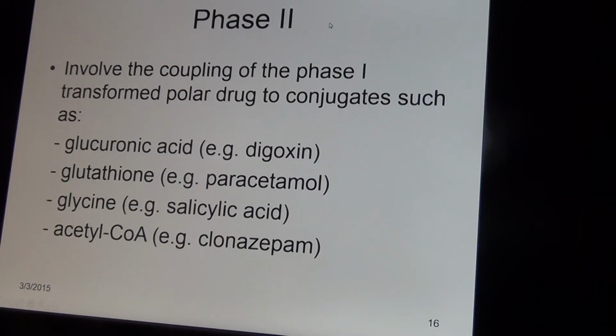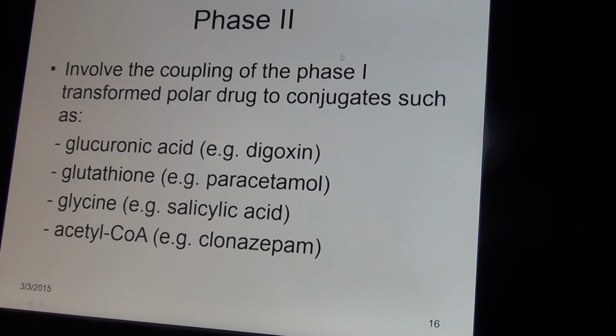Okay, that was about phase 1 reactions. Now we go on to talk about phase 2 reactions. Phase 2 involves the coupling of the phase 1 transformed polar drug to conjugates. So we know that some of the drugs undergo phase 1 reaction, and then after undergoing phase 1 reaction, they might go to phase 2 reactions. Okay, so in phase 2, the drug conjugates to glucuronic acid, example digoxin, and then we have drugs that conjugate with glutathione, and then glycine, and also acetyl-CoA.